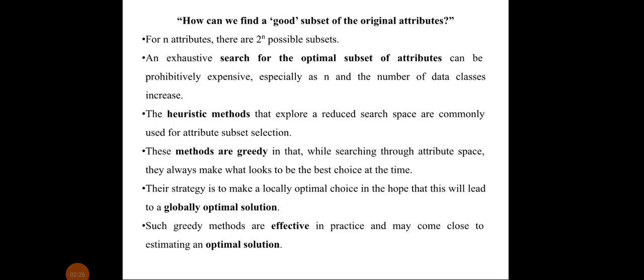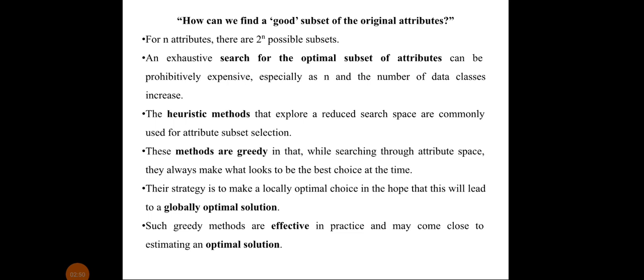How can we find a good subset of the original attributes? For n attributes, there are 2^n possible subsets. An exhaustive search for the optimal subset of attributes can be prohibitively expensive, especially as n and the number of data classes increase. Heuristic methods that explore a reduced search space are commonly used for attribute subset selection.